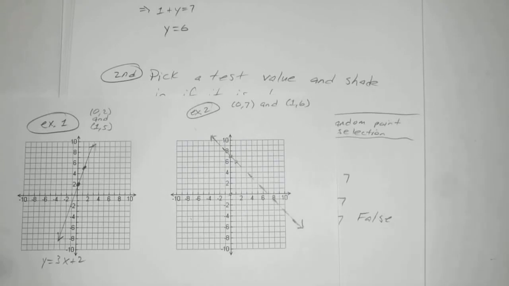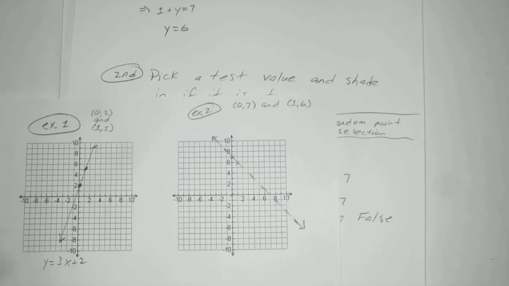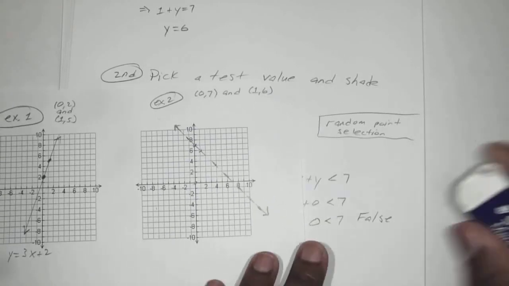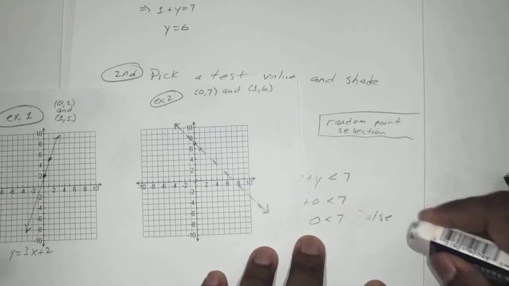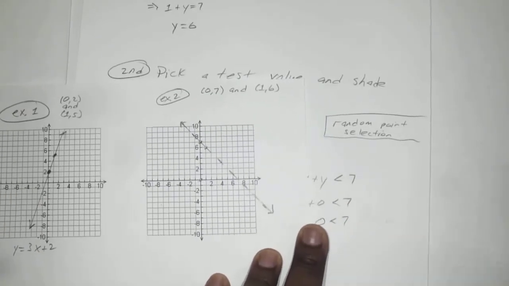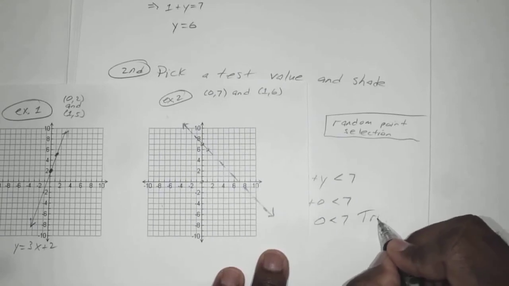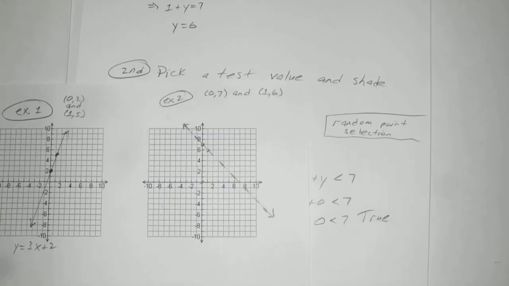Yes? How is 0 less than 7 false? Oh, thank you. It's true. That's what I meant to put, true. Just seeing if you were paying attention. That's all. I got my calculator. That's true. That's why I picked 0, 0, because I knew it would be true. But for some reason, I wrote false.